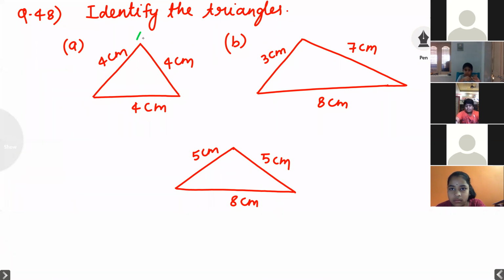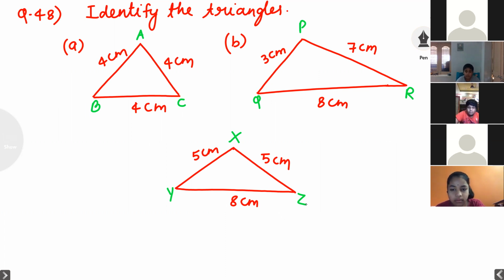First triangle name is ABC. Second triangle name, I am taking PQR. And third triangle, I am taking XYZ. What is the name of the first triangle?